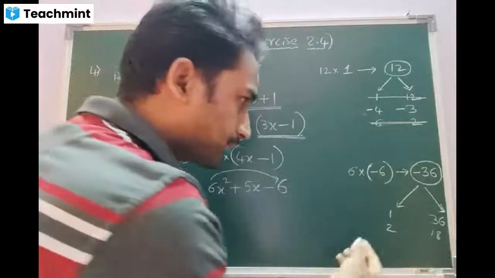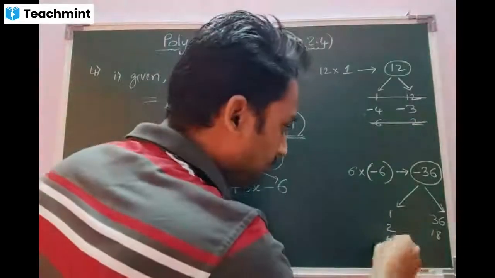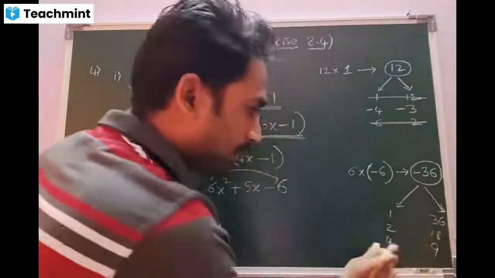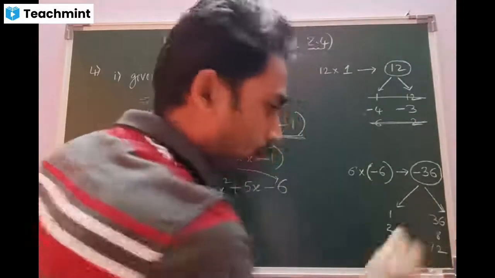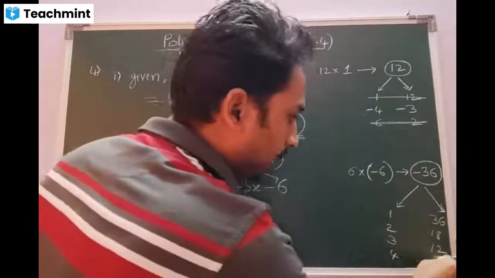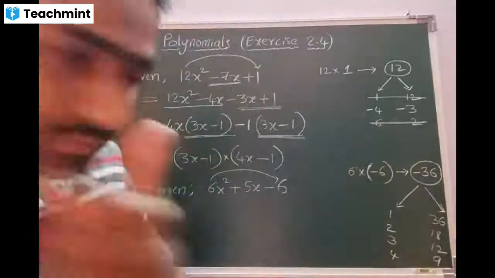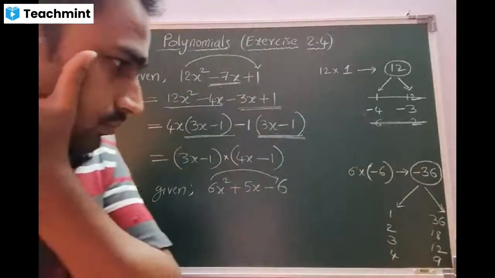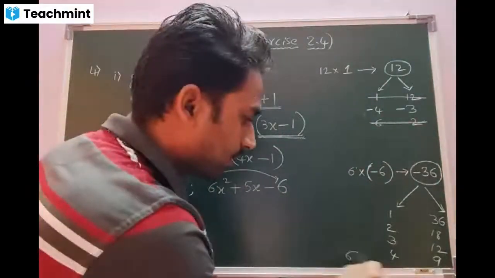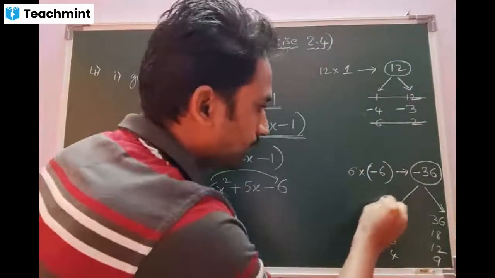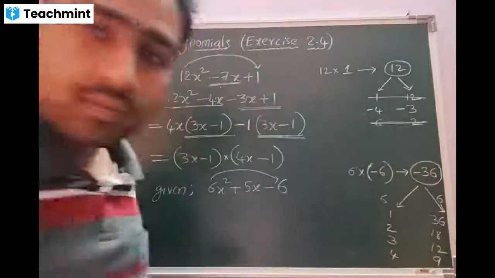Again, beta. 4 and 9. 9 and 4, sir. Yes, beta. One more is there: 3 and 12 is also possible. 4 and 9 also possible. Am I right? Yes, sir. One more possibility is there: 6 and 6. Correct, beta? Yes, sir. Okay.